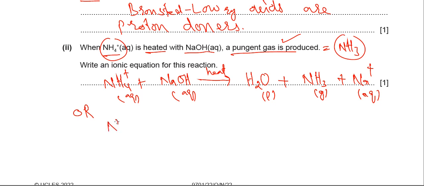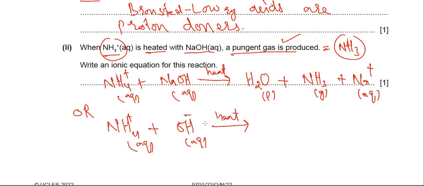Then your equation should be like this: NH4+ aqueous, ammonium ion, reacting with hydroxide ions aqueous. I remove the sodium ion because it is a spectator ion. So when I remove this, the products we get are water and ammonia. Hopefully you understand why I did this. Both are acceptable: if you write the equation in this format or in that format, both are acceptable and correct.